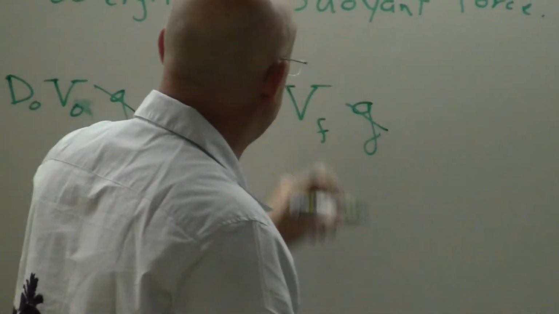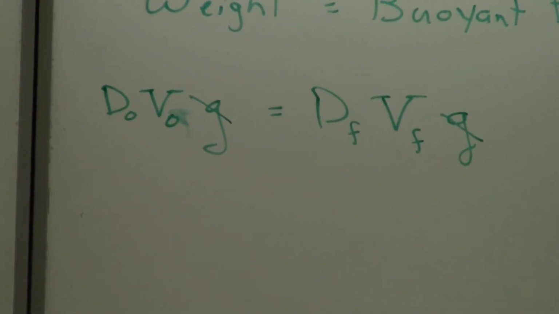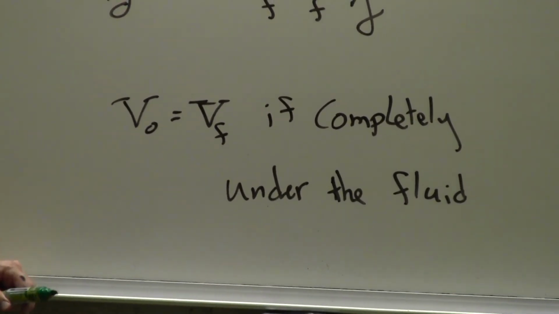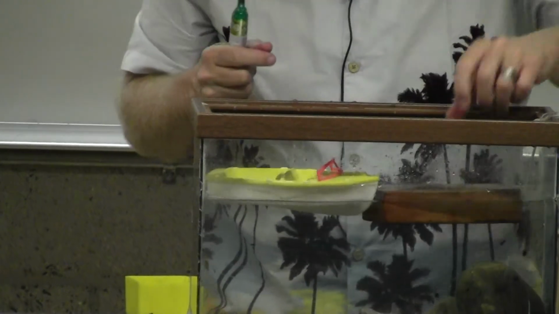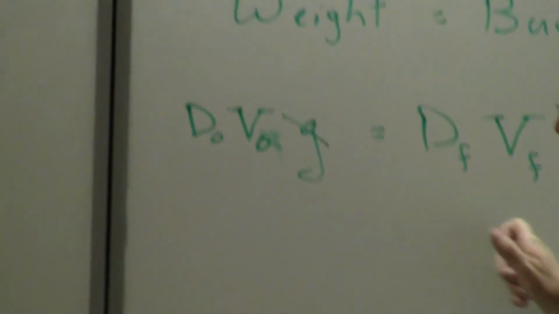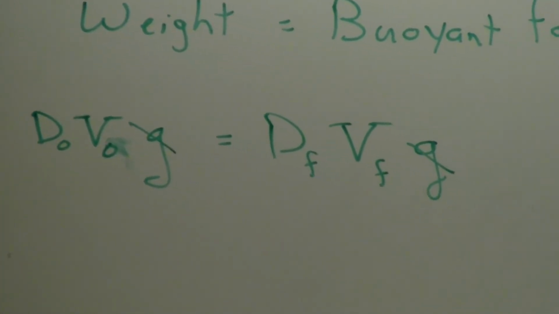I can still cancel off the g's, but I cannot do the next step. Remember, this step said that the volume of the object and the volume of the fluid were the same, at least once it gets submerged. But if it's floating, it's not submerged. And you can see that with the boat. You can probably see it better with the piece of wood. You put this piece of wood in here, and you can see that the volume underwater, the volume displacing the fluid, is not the same as the volume of the piece of wood. And so I cannot say that these two volumes are the same, and therefore I can't cancel them off.